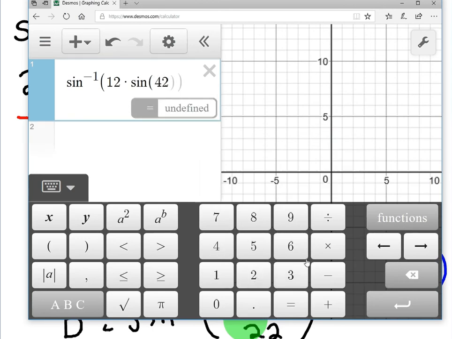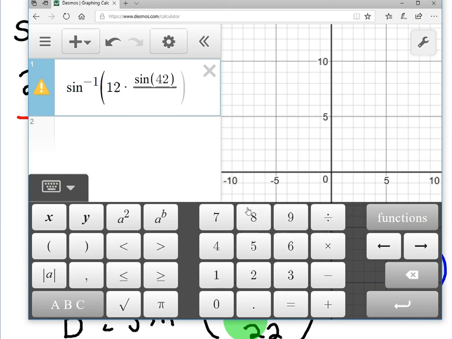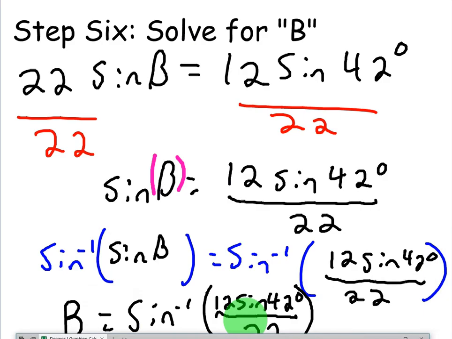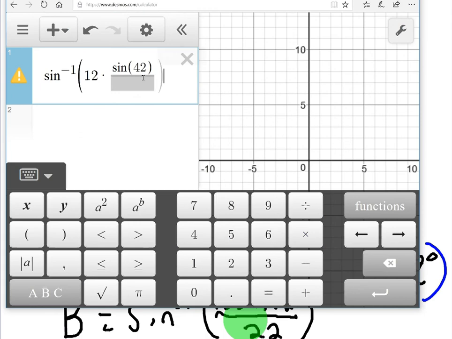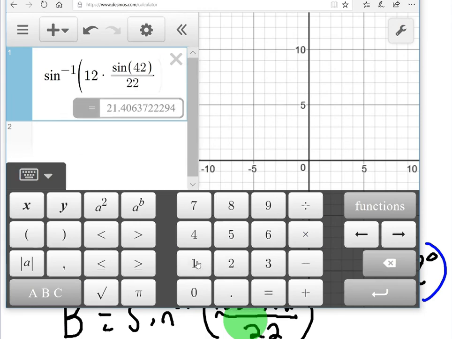Go outside of that and then divide by. And it actually doesn't matter whether the 12 is on top, because it's going to end up giving the same answer back. We have to divide by 22. Notice it's undefined right now. There's a reason for that.